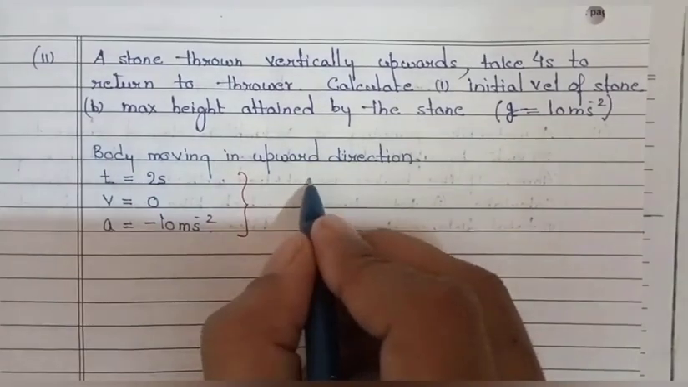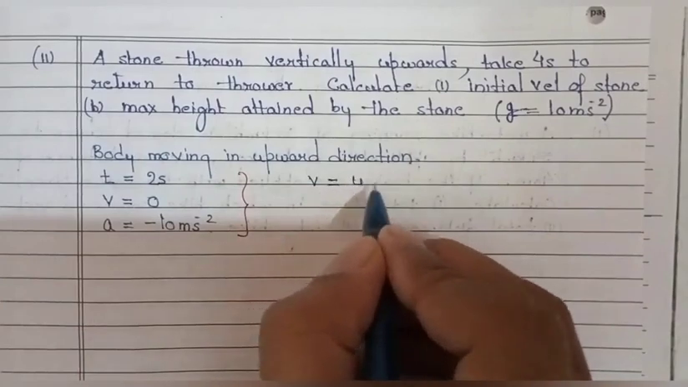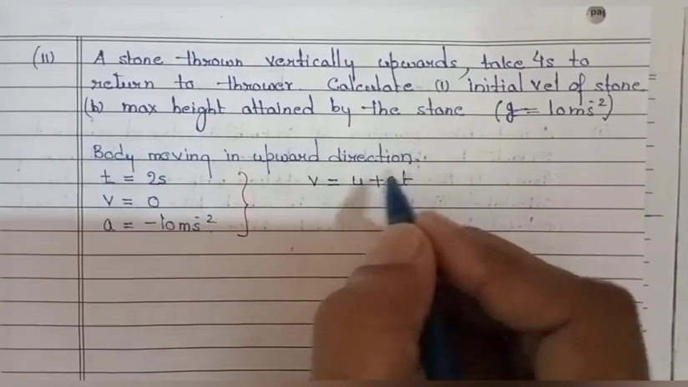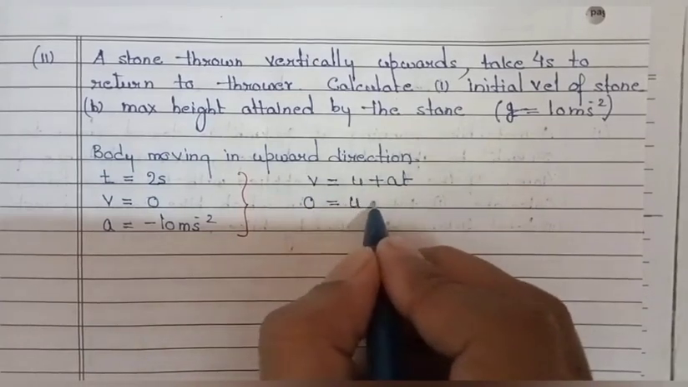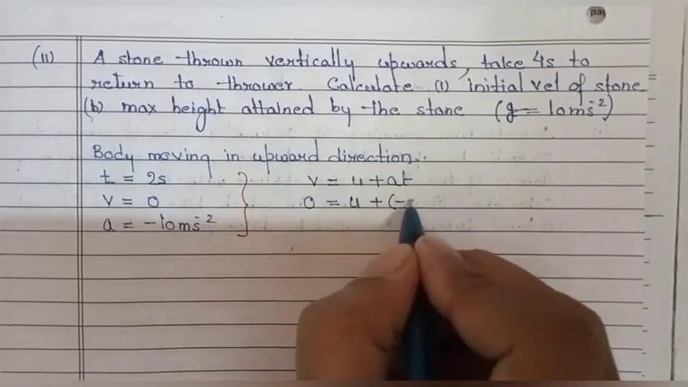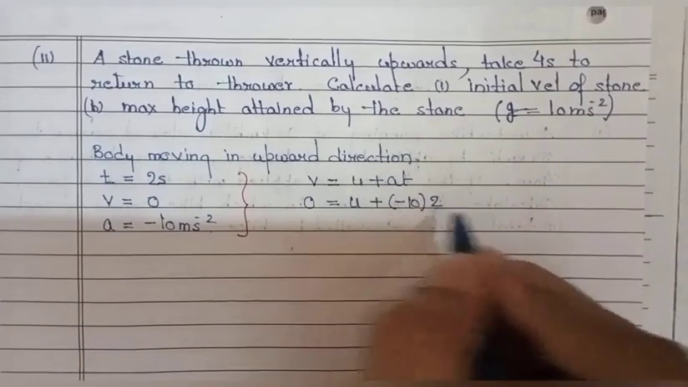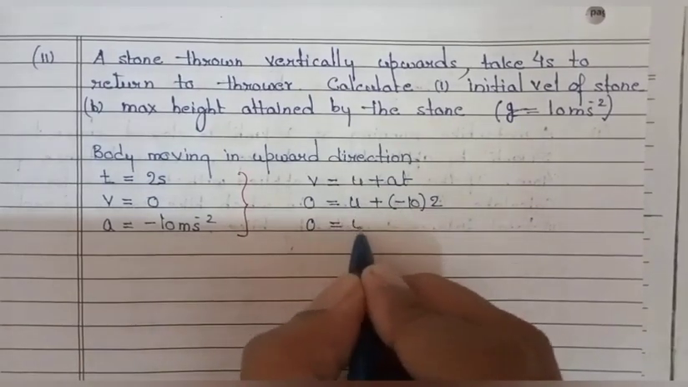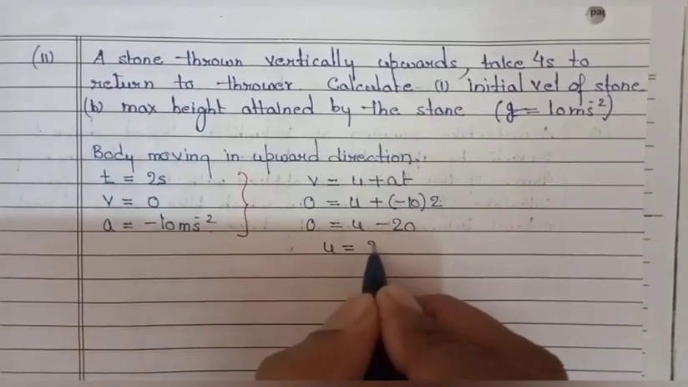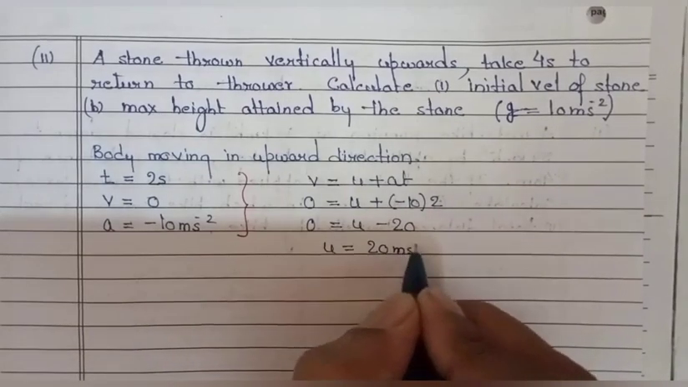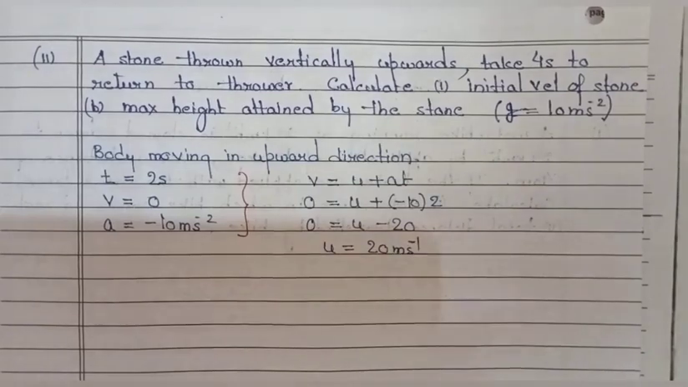So we can use the formula v is equal to u plus at. Here v is 0, u we have to calculate, a is negative 10, time is 2. So we are getting u as 20 meter per second. So we have calculated the initial velocity.